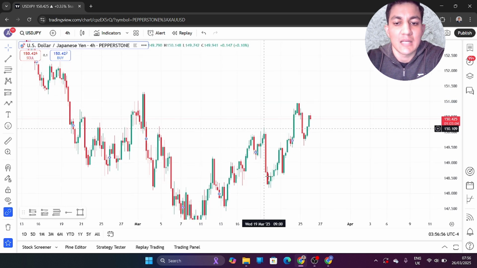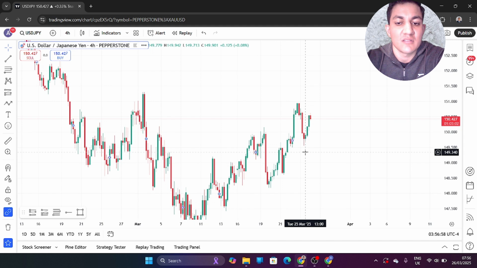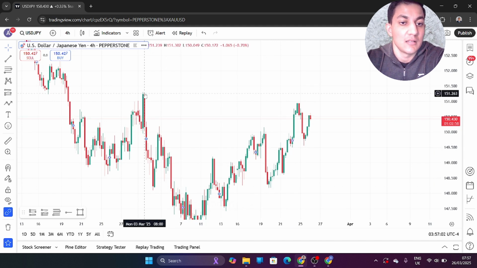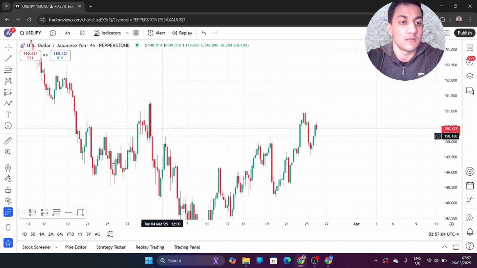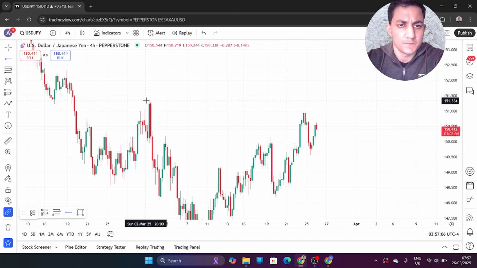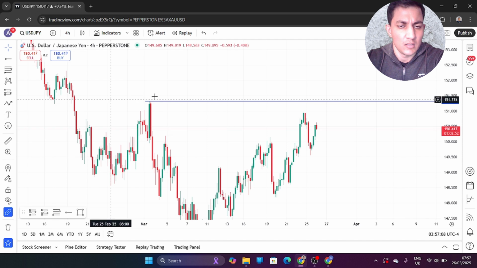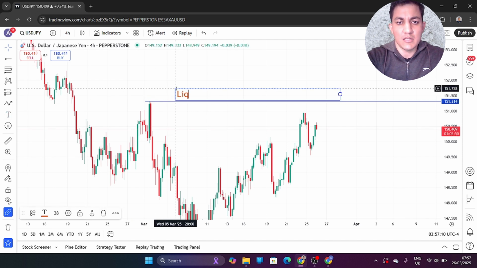Like, I'm not looking at this low when price retraces. I'm not going to think, oh, there's liquidity here, price is going to take it. I'm only looking at this high because we've done all the analysis on the higher time frame. So let's just mark this out. So right here is liquidity.